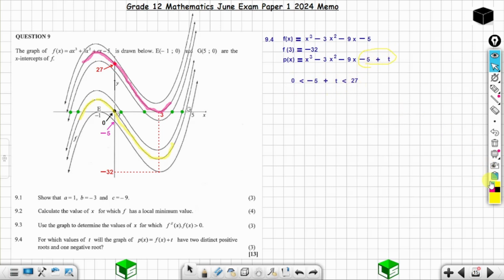You are going to add 5 throughout so that you can find t. You are going to add 5 throughout. 0 plus 5, you have 5, and you add 5 in the middle, you are going to have minus 5 plus 5, which is 0. So you only have t, and 27 plus 5, you have 32. Okay.